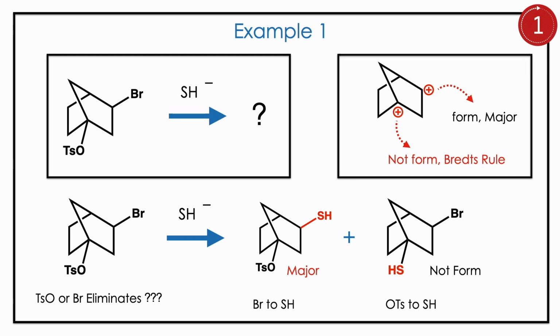Cation never forms at the bridged carbon. So the cation forms at the bromine carbon, not at the tosylate carbon. So the major product is bromine replaced by thiol, not tosylate replaced by thiol. So the major product is Br substituted by SH. You should learn the fact that cation doesn't form at the bridged carbon.